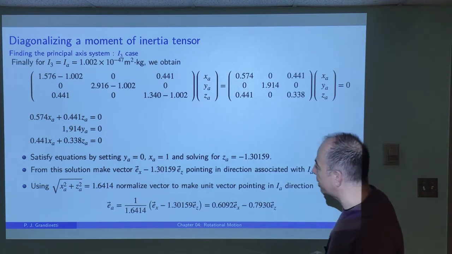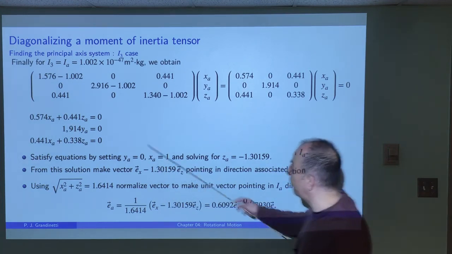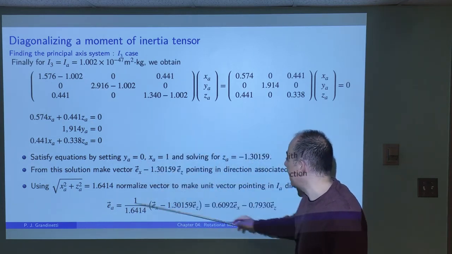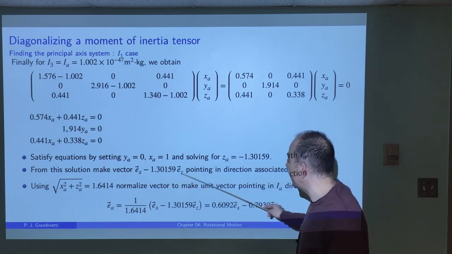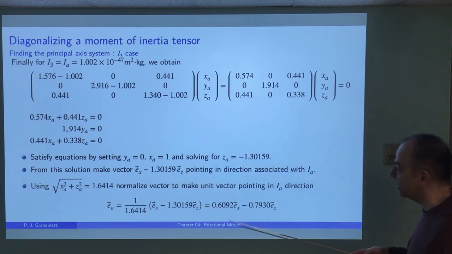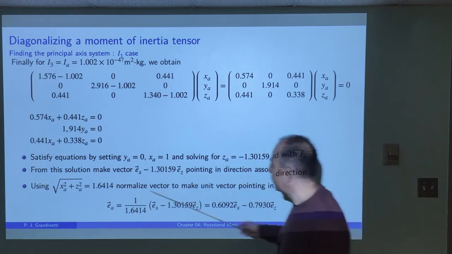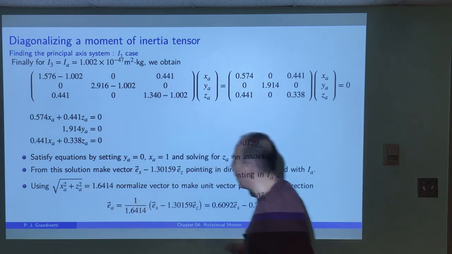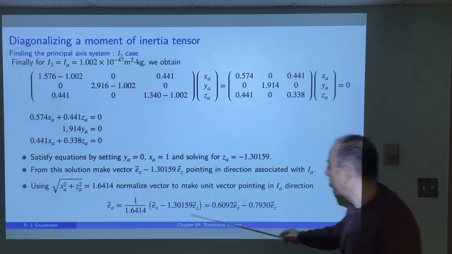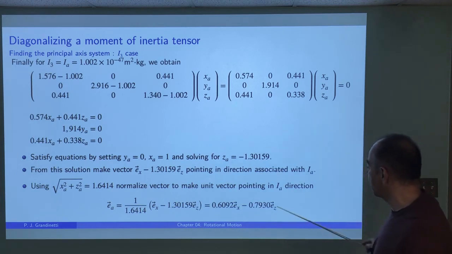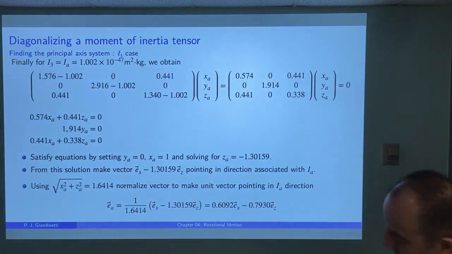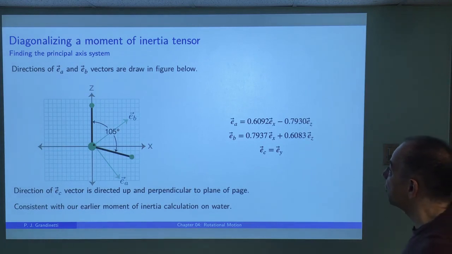We can now construct a vector which points along the direction of the A principal component axis. And so now we have 1 times EX minus 1.30159 times EZ, and that's the vector it points along the direction. Now if we want to normalize it, we'll take the x component and the z component, square them, take the square root, we get 1.614, and then we divide by that normalization factor, and we get this expression for EA in terms of EX and EZ. Right? So that's it then. We've solved for the directions.